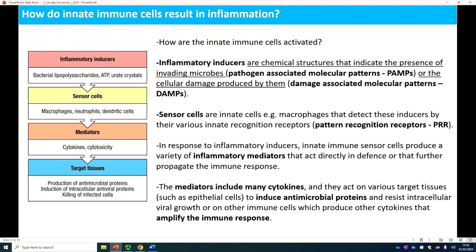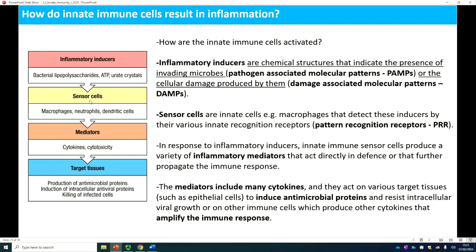So how are the innate immune cells activated? How do we control this whole thing? Well, first off, we have these inflammatory inducers. An inflammatory inducer can be a chemical structure that indicates the presence of an invading microbe. So this can be on the surface of a pathogen, but it can also be cellular damage that's perhaps produced by a pathogen. And these are known as pathogen-associated molecular patterns. So remember at the beginning of the lecture we talked about patterns. The pathogen-associated molecular patterns will be found on a pathogen, and it's abbreviated to PAMPs. But we also have damage-associated molecular patterns, which are known as DAMPs. So these indicate the presence of a pathogen or the presence of damage.